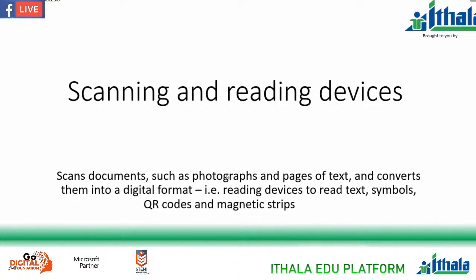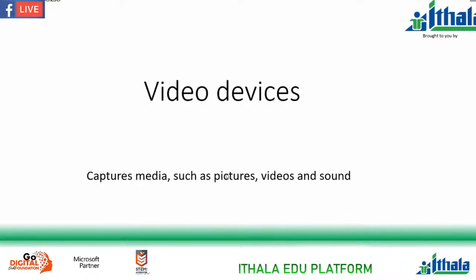We've also got a video device. Now remember, we are looking at input devices. So a video device is also something that we actually use to input data into our computers. What it does is capture media such as pictures, videos, and sounds. We've got different types of video devices as well. When it comes to different types of video devices, we know of a video camera, a webcam, and a digital camera.